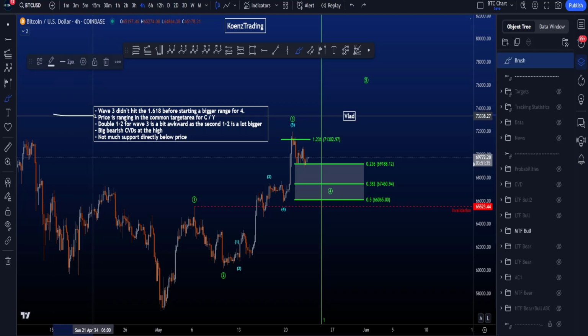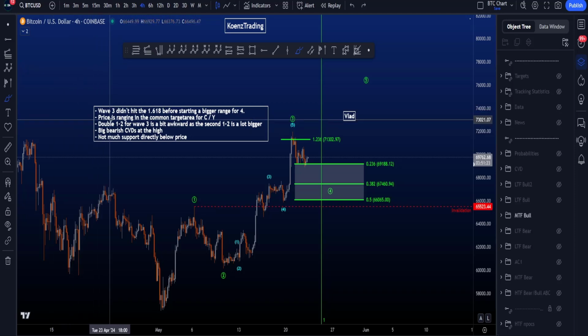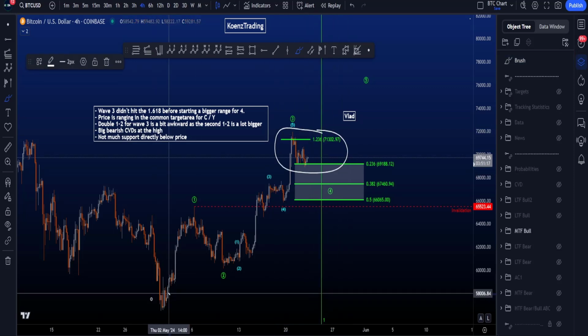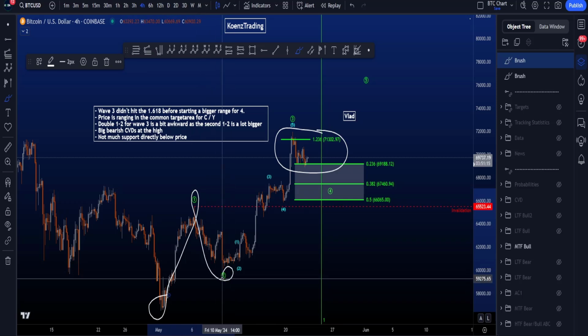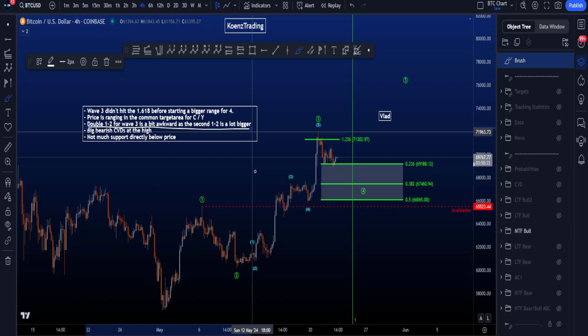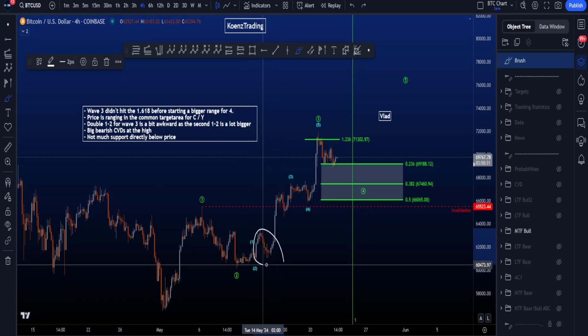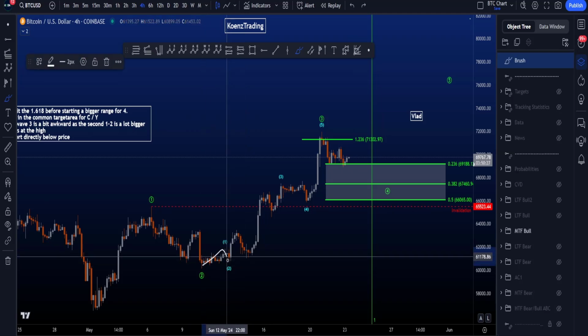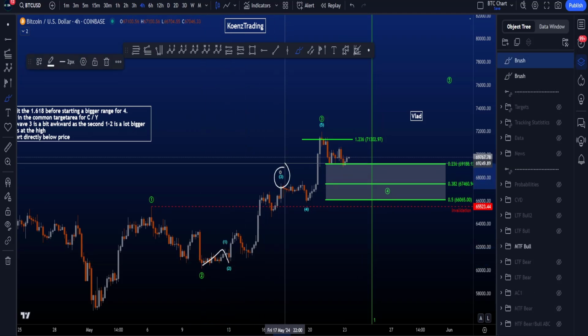That is also what I wrote down here as point 2. Prices ranging in the common target area for a C or Y, which is between the 1 and the 1.236 trend-based fib extension taken from the low to the high of 1 to the low of your wave 2. The double 1-2 for wave 3 is also a little bit awkward because the second 1-2 is bigger than the first 1-2. So on the lower time frames we have a 1-2 in blue, and then inside wave 3 we have another 1, 2, 3, 4, 5.